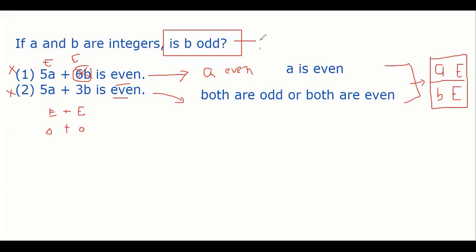Is B odd? No, B is not odd. I am able to answer. B is not odd. So, both of them together are sufficient. That's why the answer still remains both together. Though our answer is no here, that is fine. We are able to get the answer. I told you in the starting. So, the answer still remains both together are sufficient to answer this question.